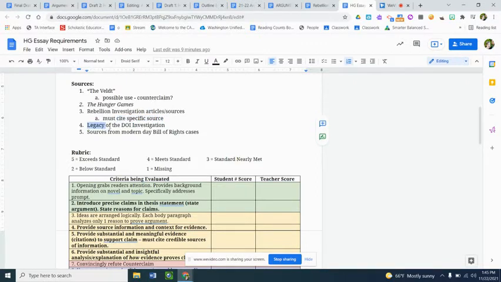You're also allowed to use the legacy of the Declaration of Independence investigation, and you can also use anything from that modern day Bill of Rights cases project that you guys did as well. Okay, so those are the additional sources you can use. Hunger Games is a requirement, and then for the other ones you have to use a minimum of 2. Okay.